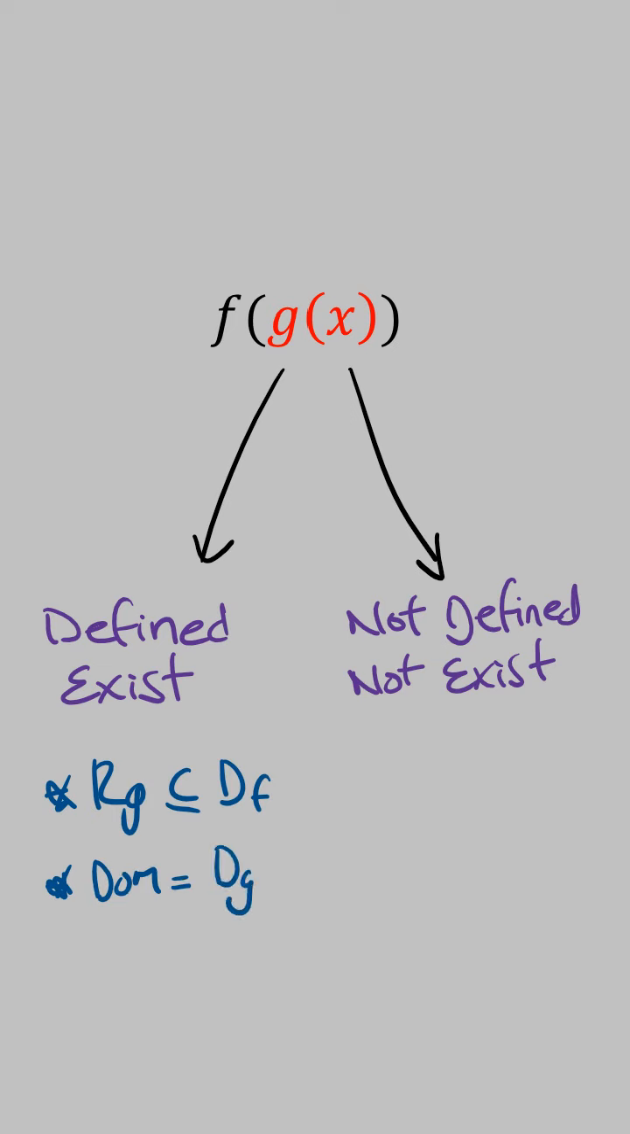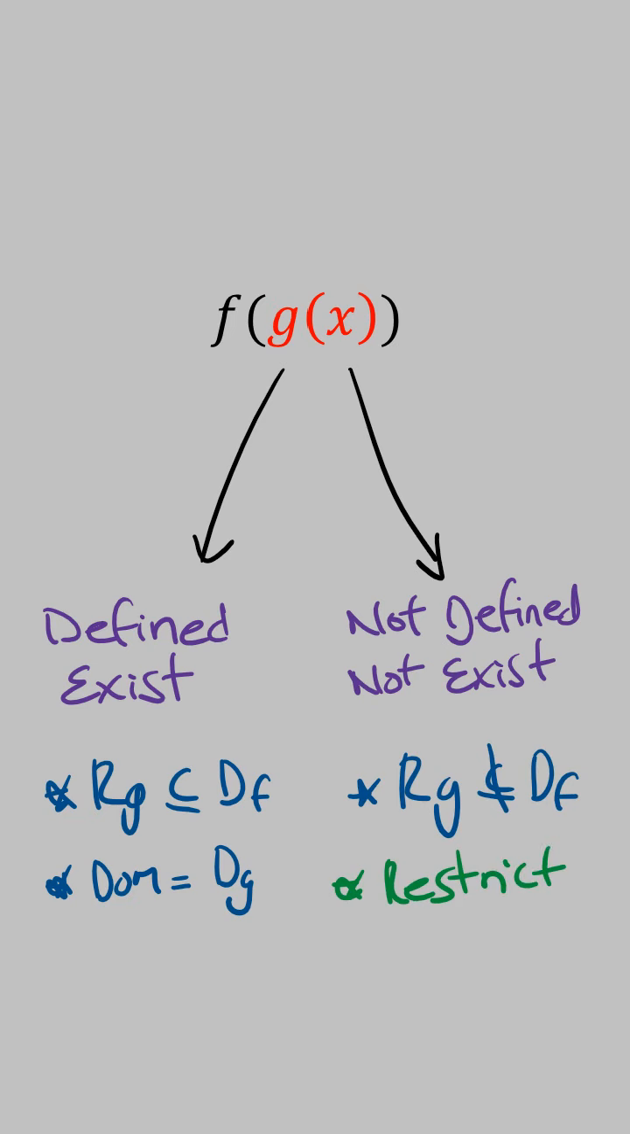If f of g of x is not defined or does not exist, then this means that the range of g of x is not equal to or a subset of the domain of f of x. If this is true, then you need to restrict the domain of the inner function, and so we need to restrict the domain of g of x so that the range of g of x equals or becomes a subset of the domain of f of x. And so the domain of f of g of x would then equal the restricted domain of g of x.